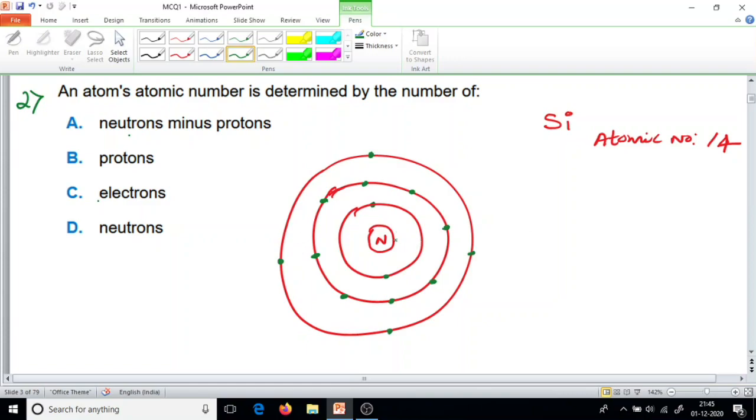Okay. So now the question is how the atomic number is decided. Atomic number equal to number of protons. There are 14. So atomic number is equal to number of protons. In a neutral atom, number of protons is equal to number of electrons. But electrons can be easily removed from the atom or added to the atom. So we will consider the protons only.